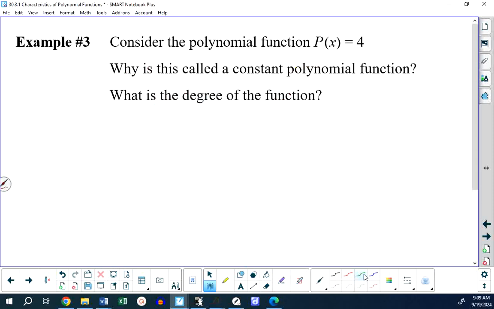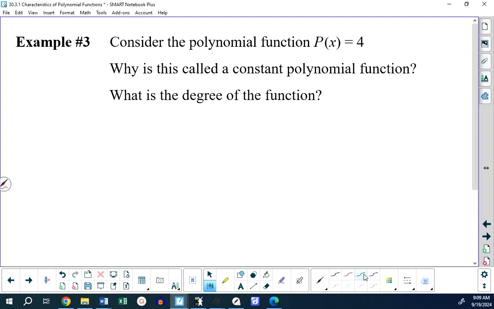Example 3. And I'm perfectly aware that there's no example 1 here. Again, I redid my notes last night. I got rid of something, and I forgot to renumber. Consider the polynomial function p of x equals 4. Why is this called a constant polynomial function? Well, there are a number of reasons. 1, it's simply y equals a constant. 2, the value of y is always going to be the same regardless of what x is.